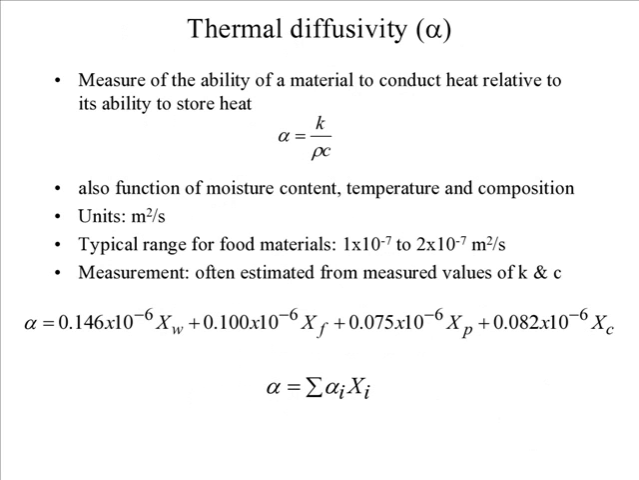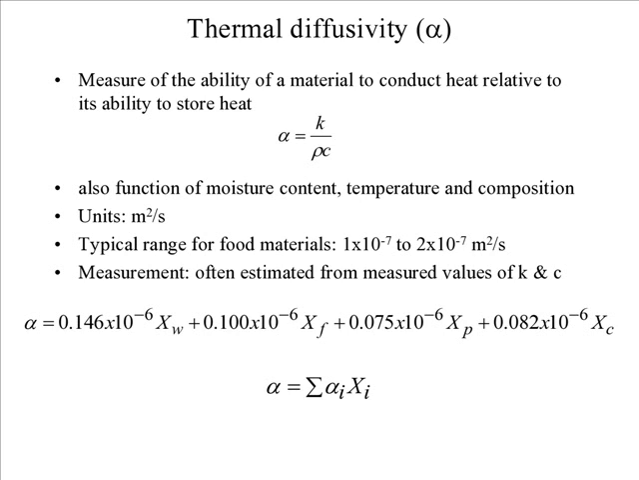Another important thermal property is thermal diffusivity, represented by the Greek letter alpha. Thermal diffusivity is a measure of the ability of a material to conduct heat relative to its ability to store heat. And it's actually a relationship between the thermal conductivity, the density, and the specific heat as shown. Also, it's a function of moisture content, temperature, and composition. The units of thermal diffusivity are meters squared per second, and typical ranges for food materials are 1 times 10 to the minus 7 to 2 times 10 to the minus 7 meters squared per second.